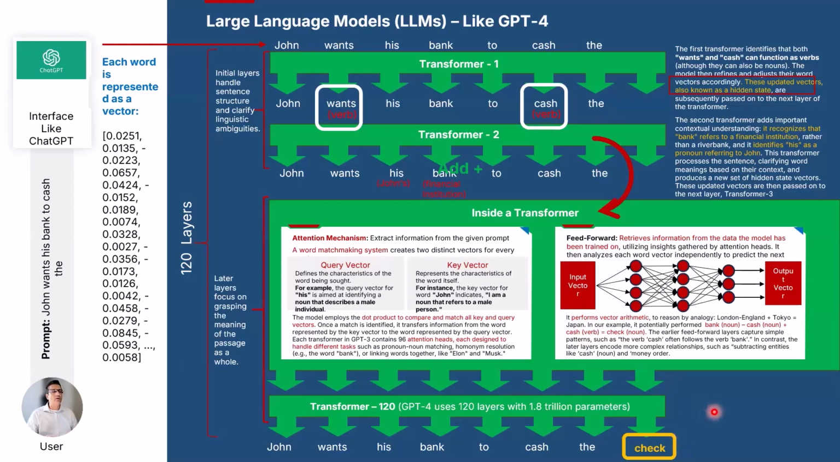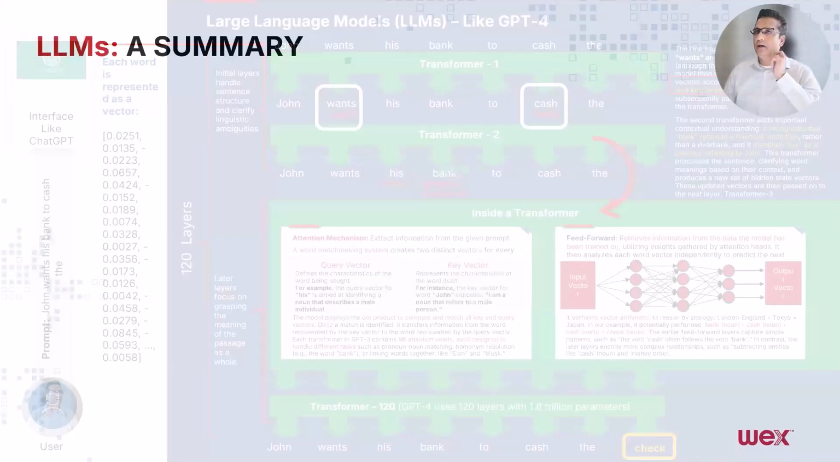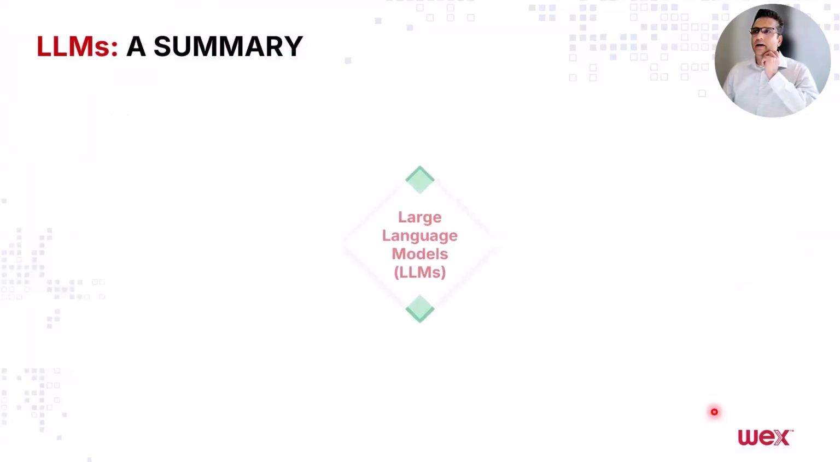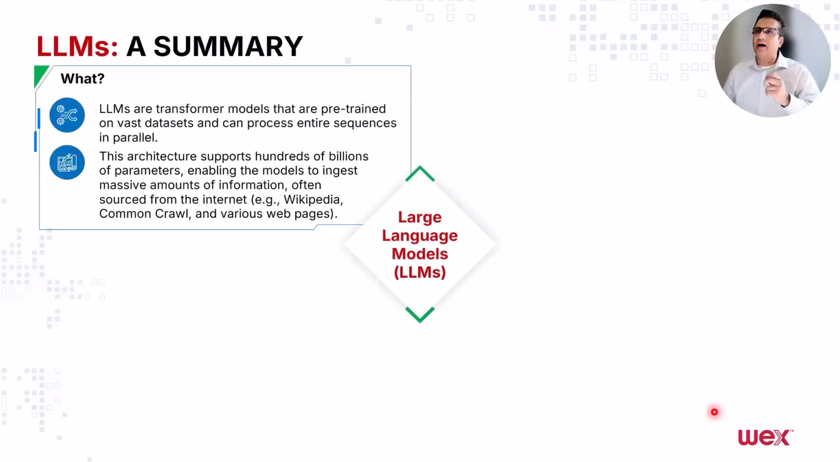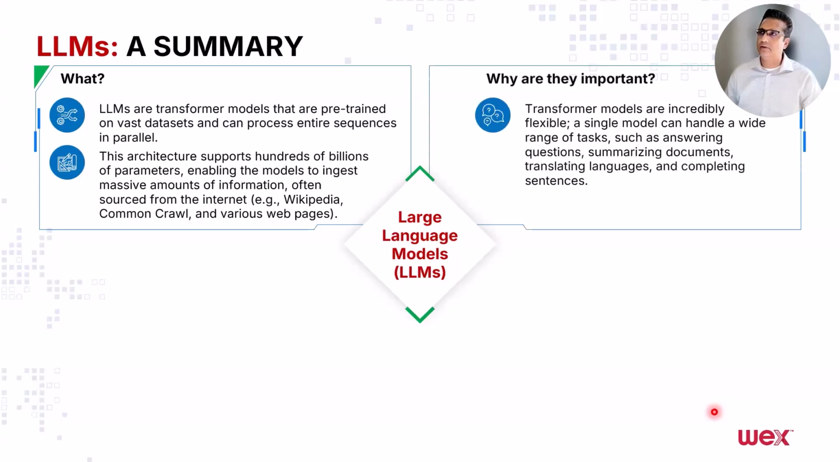Hopefully, this gave you a good perspective on how LLMs actually perform these calculations. But just to summarize, large language models are transformer models that are pre-trained on a vast data set, predominantly all of the data from the internet. This architecture supports hundreds of billions of parameters that enable these models to ingest a massive amount of data, a massive amount of information, and that is the power of these large language models.